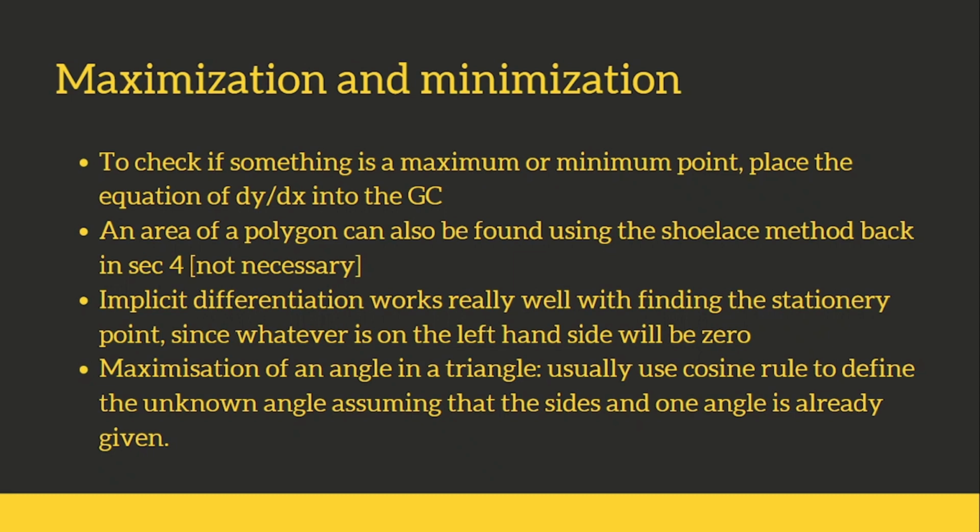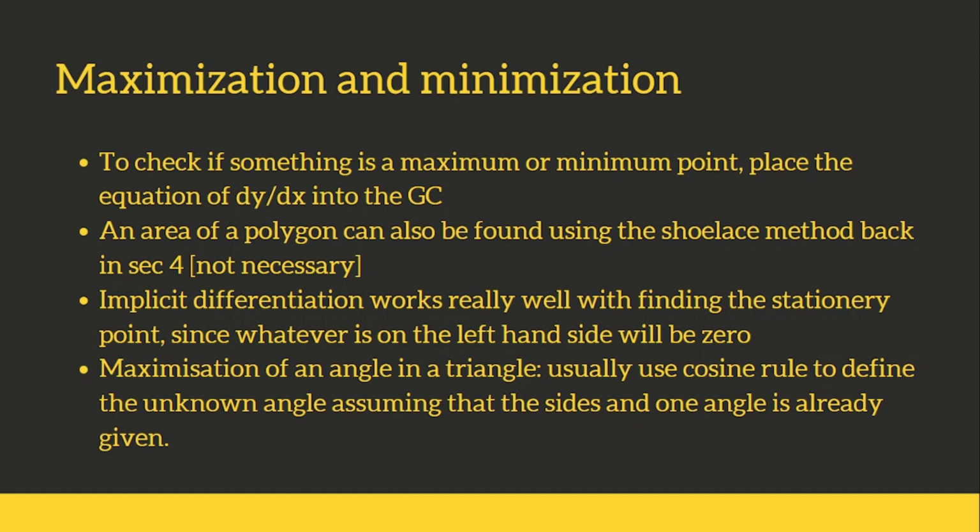Then the last part will be about maximization and minimization. So to check if something is a maximum or minimum point, we can actually just place the equation of dy/dx into our GC. So we can have our first graph in the graphing calculator be y, then the second equation can just be our dy/dx. Alternatively, you can just differentiate your first equation y in the GC itself. So you don't necessarily have to differentiate it manually. The GC can do that for you also.